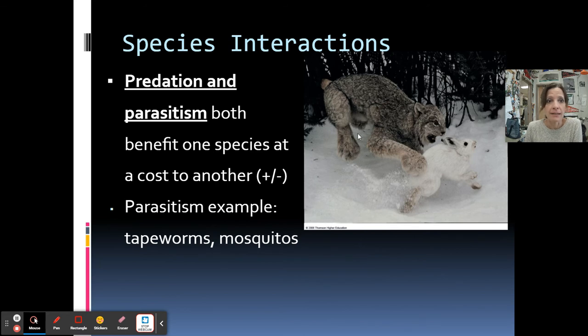Obviously predation is another, and parasitism, and those are both positive and negative. This is a picture of a lynx and a snowshoe hare. Of course the lynx is the predator and the hare is the prey. The other is a parasite, which could be like a tapeworm, right? A tapeworm inside of an organism is ingesting nutrients, taking those nutrients away from the host. Same thing with the mosquito. When it bites you, it's actually taking your blood, so it's a positive thing for the mosquito and negative for who it's biting.